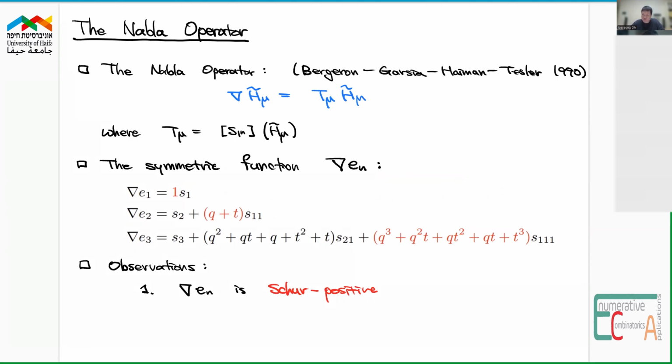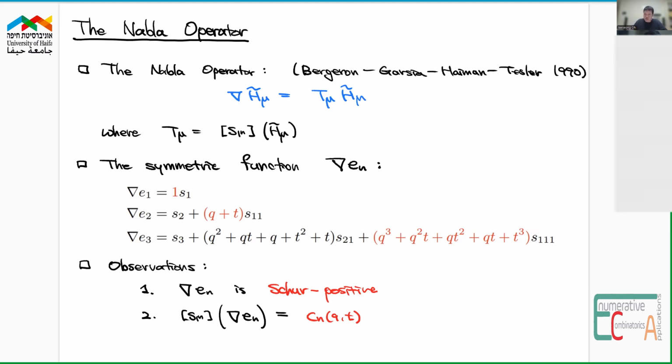And to make the second observation, I highlighted the last Schur coefficient in red. If you plug in q and t equal to 1, then this one is 1, this one is 2, and this one is 5, which are the first, second, and third Catalan numbers. So you can find some Catalan numbers here. And actually, if you look closely, this one here, q cubed plus q squared t plus qt squared plus qt plus t cubed, is the thing that I asked you to remember. It is the third q,t-Catalan. So we can observe that the last Schur coefficient of this Nabla e_n is given by the nth q,t-Catalan.